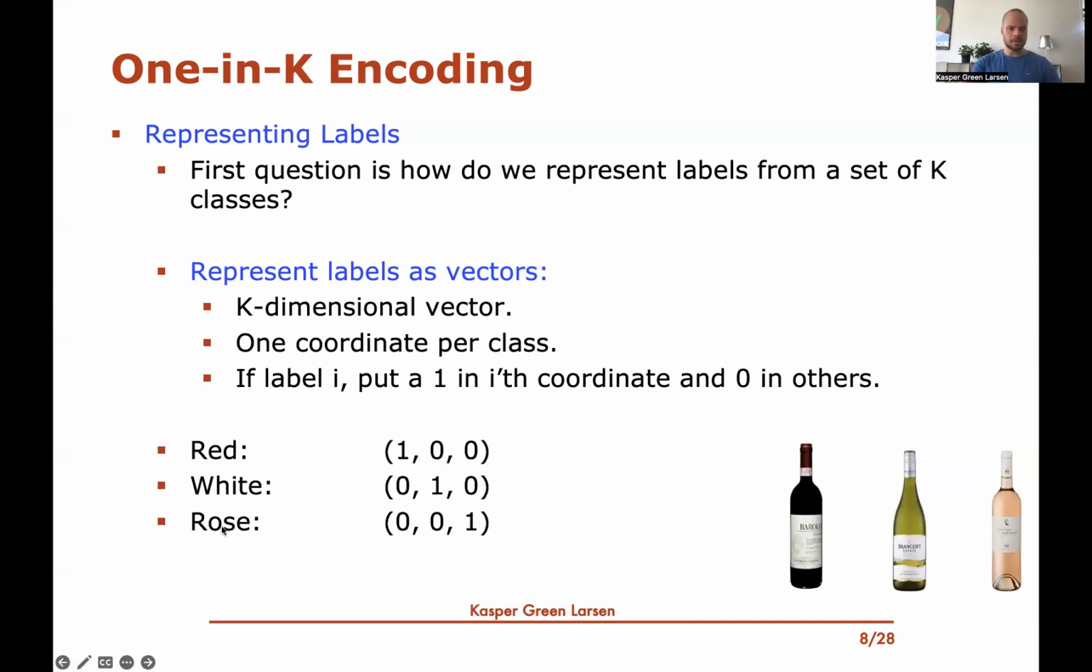So for instance, with the example of the wine, with the 3 different classes, we represent each class as a 3-dimensional vector. You can see here that the red wine, or the label red, would have a 1 in the first coordinate and 0 everywhere else. White would have a 1 in the second coordinate and 0 everywhere else, and rosé would have a 1 in the last coordinate and 0 everywhere else. Okay, so now they each have their own coordinate when we're representing these labels as vectors. So this is the 1 and k encoding that we're going to be using.